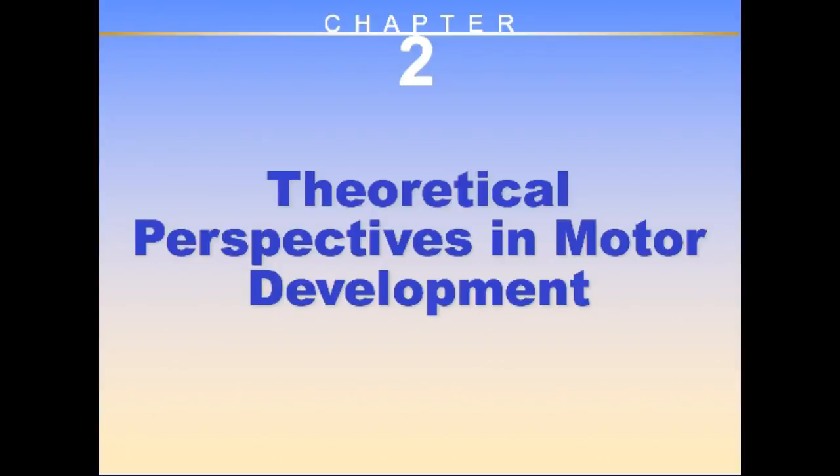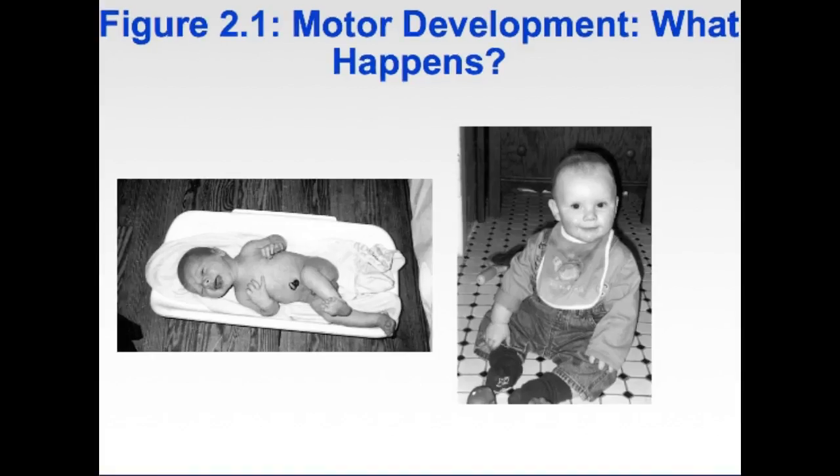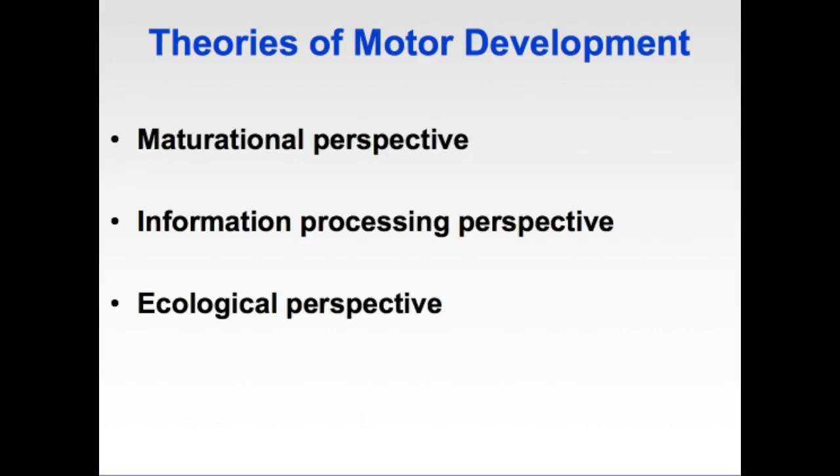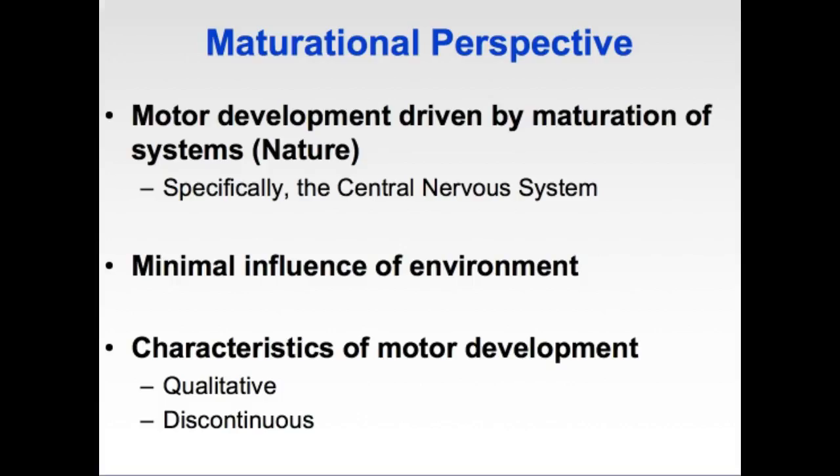In Chapter 2, we're going to talk about theoretical perspectives and motor development. Motor development. What happens from a baby to a toddler? Well, there's theories of motor development. There's maturational perspective, informational processing perspective, and ecological perspective. The maturational perspective, here's some points.